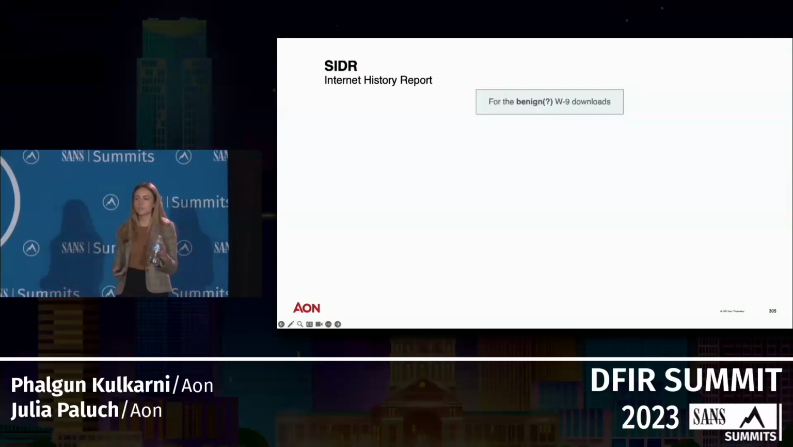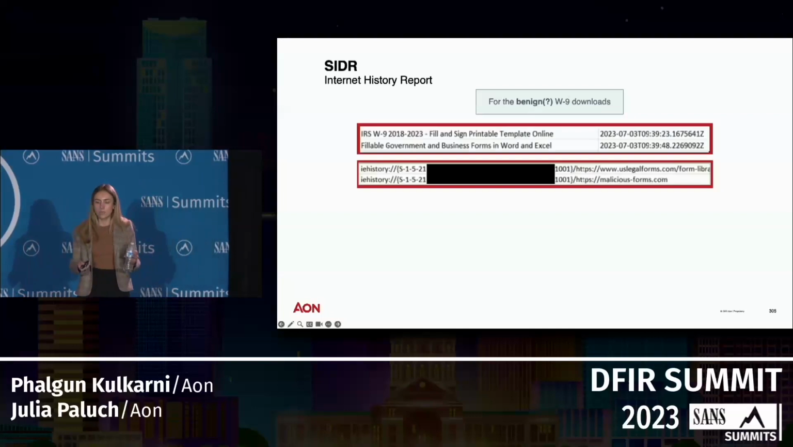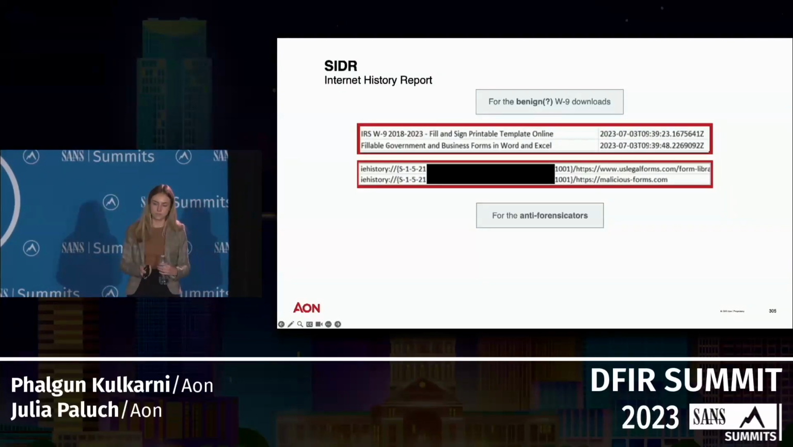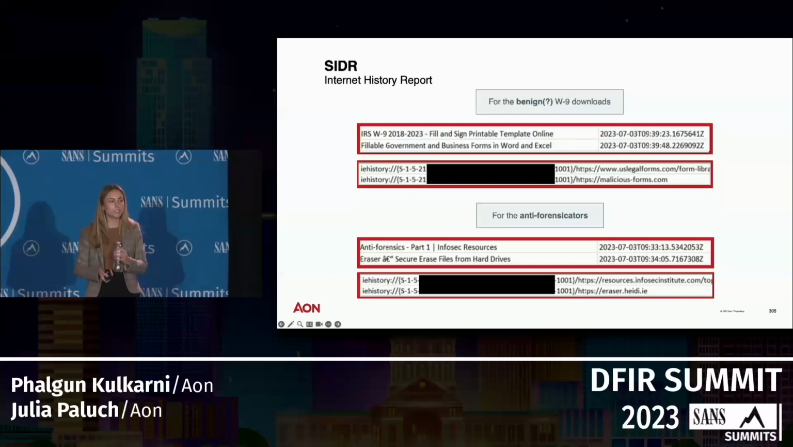If you have a user who was really unlucky and they clicked on a phishing link because they thought they were downloading their W-9, well, you'll see that in the Windows Search Index. You'll see the name of the website, the date and time of access, as well as the link that they clicked on. If you have a really incompetent threat actor and they're Googling how to evade detection on the system that they've compromised, you also see the title of that website, the timestamp, as well as the link.